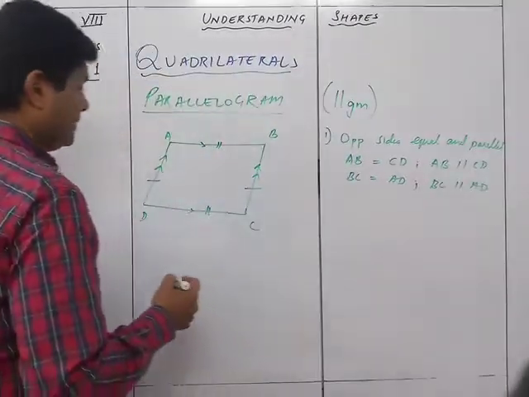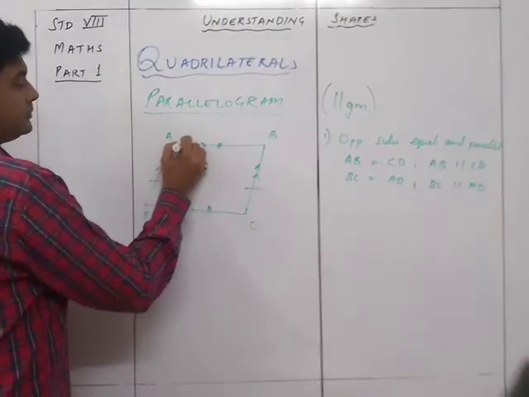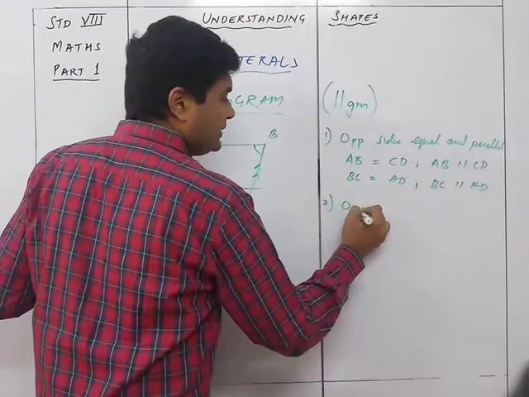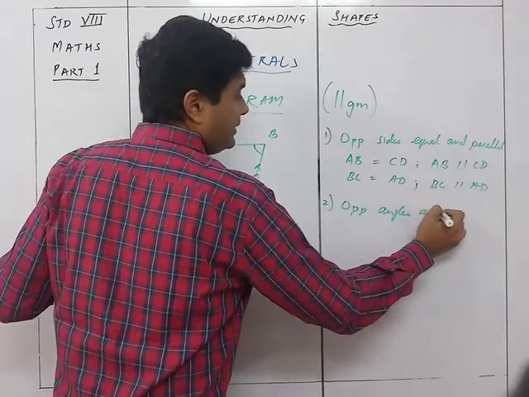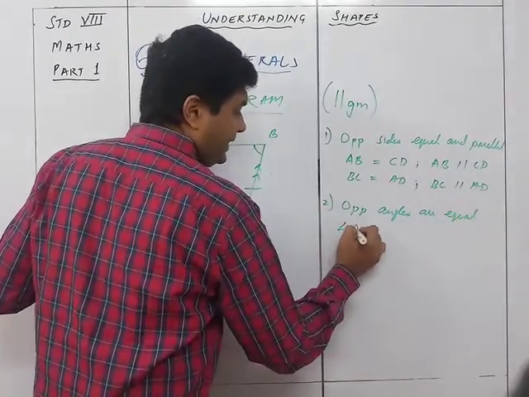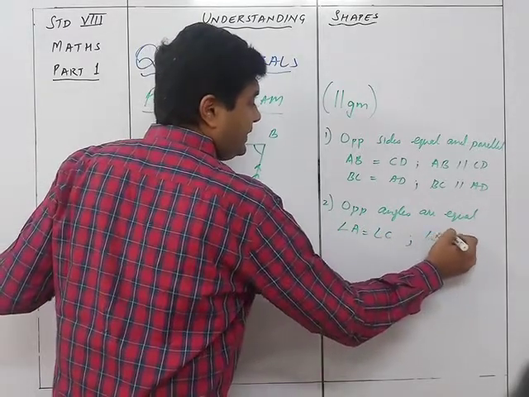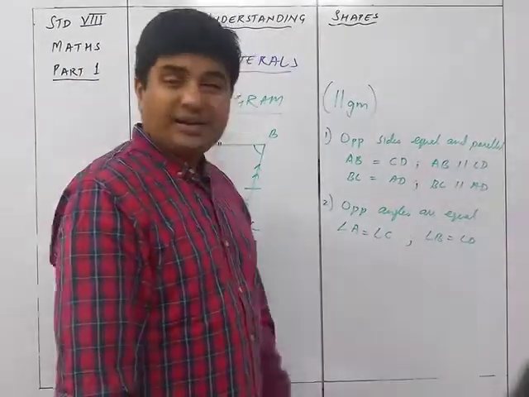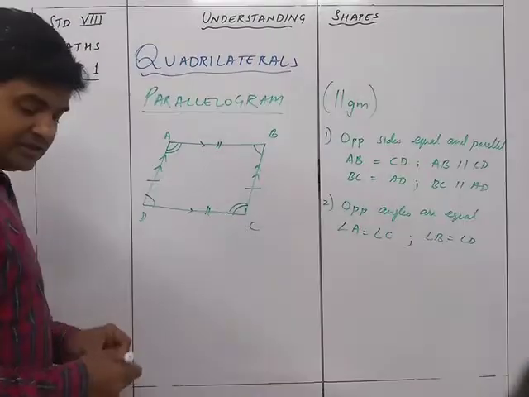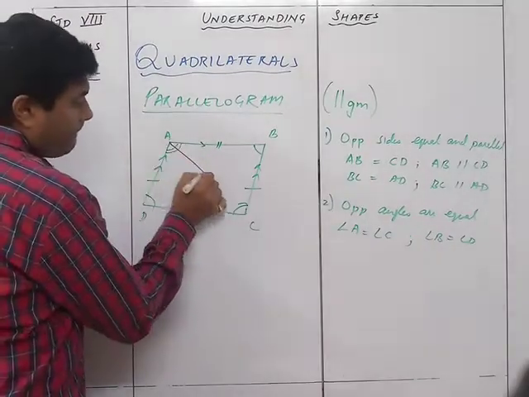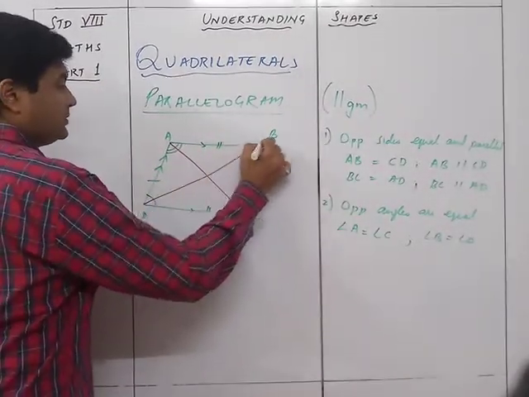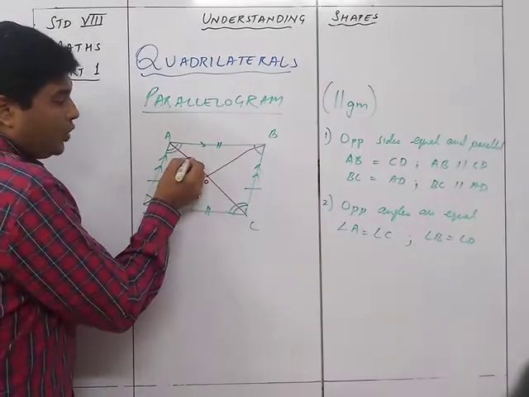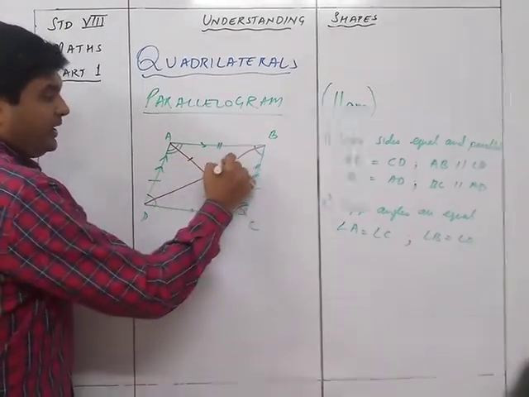The next thing is the opposite angles are equal. Second is opposite angles are equal. That means angle A is equal to angle C and angle B is equal to angle D. The measure of the opposite angles are equal. The third is, if I draw the diagonal, so these are the two diagonals, it will be seen that they both bisect each other. What do you mean bisect each other? OA will be equal to OC and OB will be equal to OD.